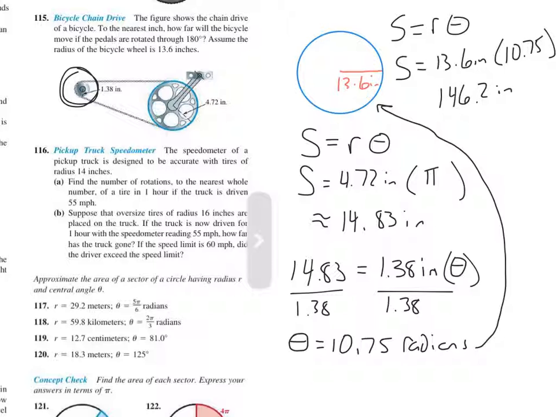To the nearest inch, that covers your bases through all the calculations. If you round a little differently along the way, you should probably all come up with 146 inches of travel.